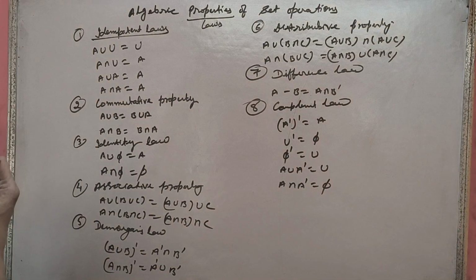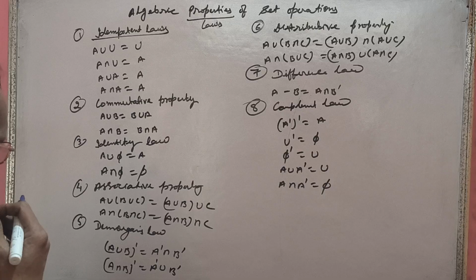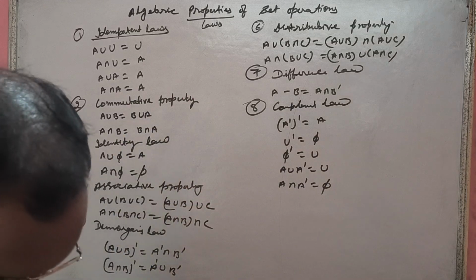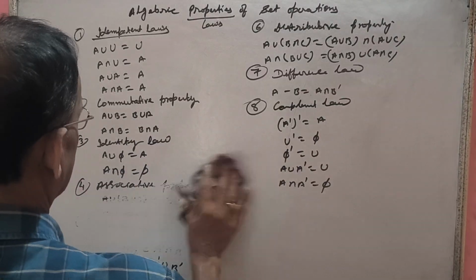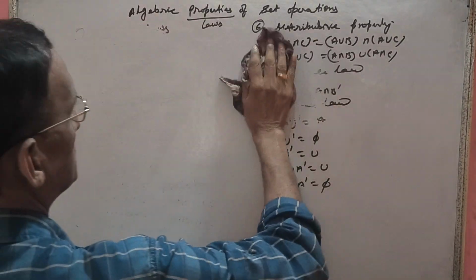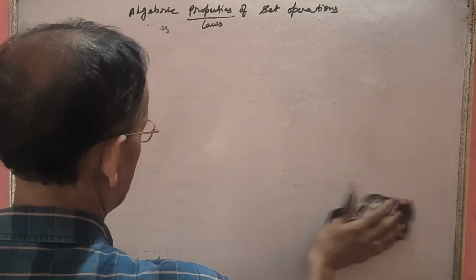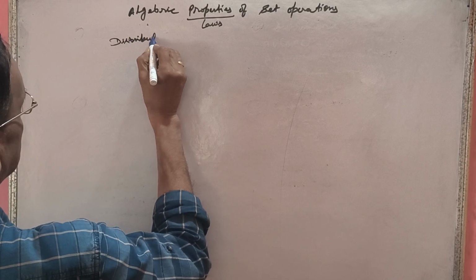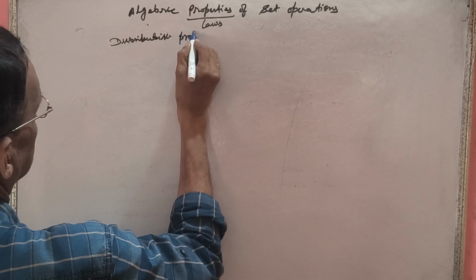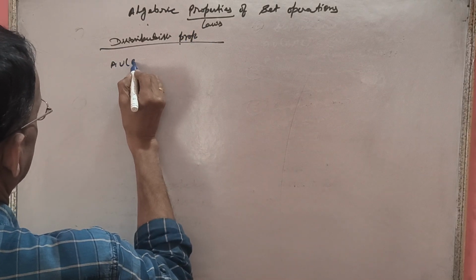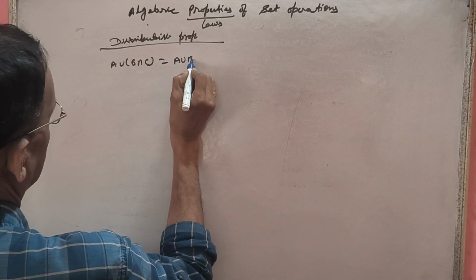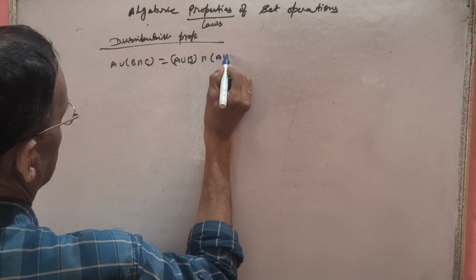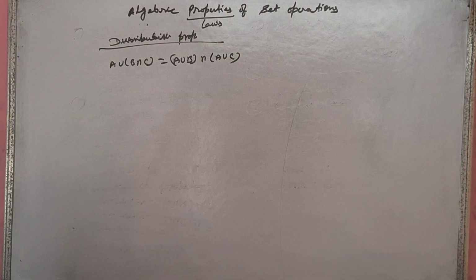These are the properties you should know, and proof also is needed, but for some important ones I will give you the proof. So now we will discuss the proof of some important or difficult ones. Easier ones you can do yourself. Let us prove the distributive property: A union B intersection C equal to A union B intersection A union C.